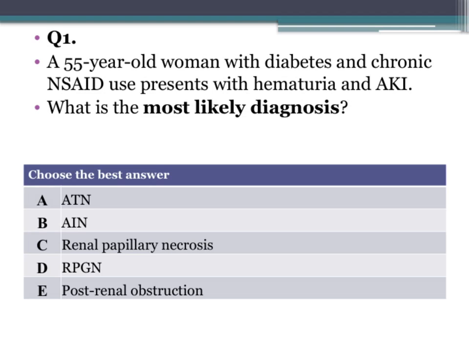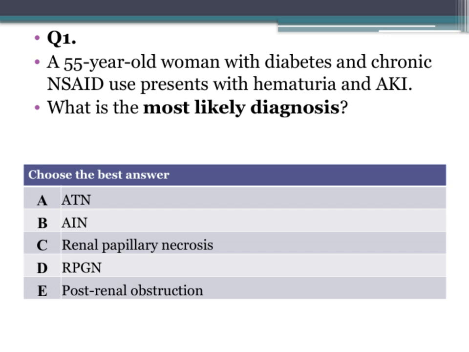All right, let's look at this case. We have a 55-year-old woman who has diabetes and has been using NSAIDs chronically. She presents with hematuria, which is blood in the urine, and acute kidney injury, or AKI. Now, these details are important because they give us clues about the underlying cause.